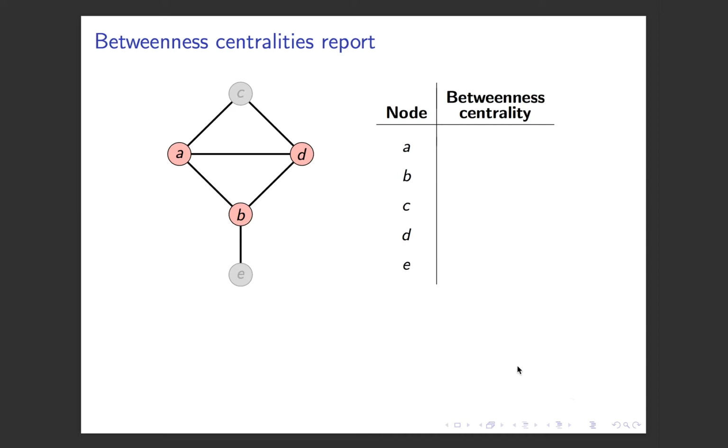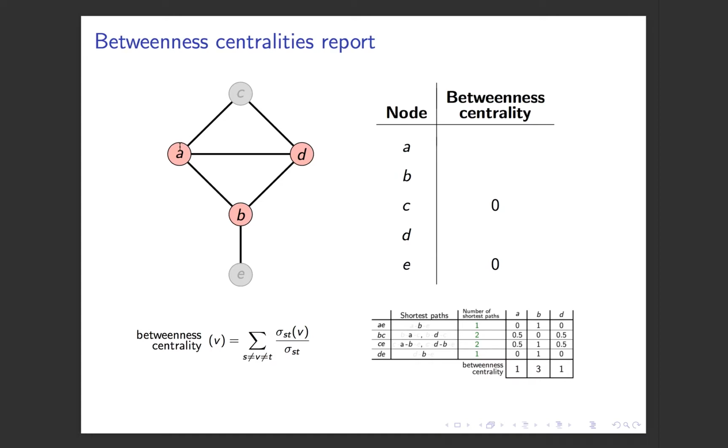Let's create our report. Remember, for centralities, each node has its own measurement. So what we need is a table that lists every node in our network, and then to the right, we're going to list the betweenness centrality for that node. In our initial investigation, we saw that C and E have 0 betweenness centrality. We then explored the definition of betweenness centrality so that we could measure the ones with non-zero. We used our reduced table and our recipe for computing betweenness centrality to figure out that A has a betweenness centrality of 1, B has a betweenness centrality of 3, and D has a betweenness centrality of 1. This completes our report on the betweenness centralities of our network.